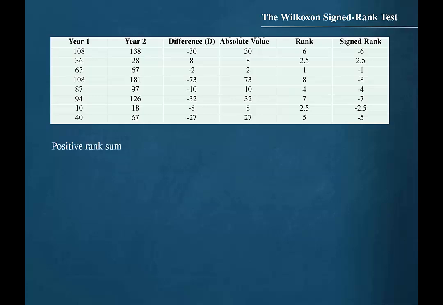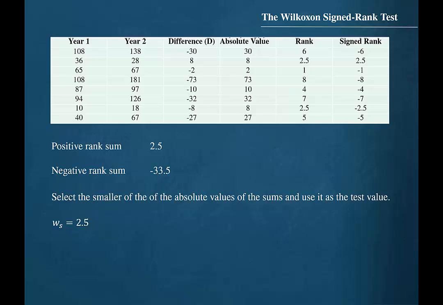We will then find the sum for the positive rankings and the sum for the negative rankings. There is only one row with a positive ranking, so that sum is 2.5. The sum for the negative rankings is negative 33.5. Select the smaller of the absolute values of the sums and use it as the test value. So our test value will be 2.5.